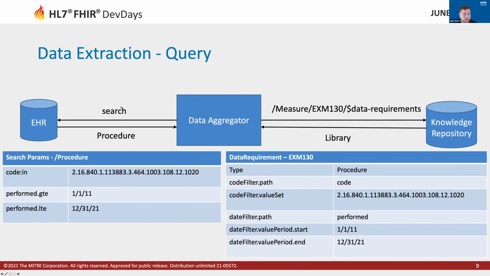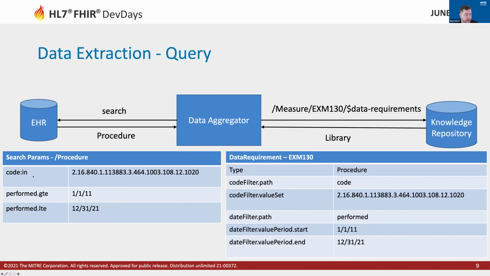So to show how this works, we've got this diagram here. You have a knowledge repository over here. This could be a receiving system that you would have at a payer, or it could be separate from that. It's basically anywhere you would find a measure. And so you query for the data requirements, which returns that library. You can then look through that library, pull out the data requirements, and construct queries from it.